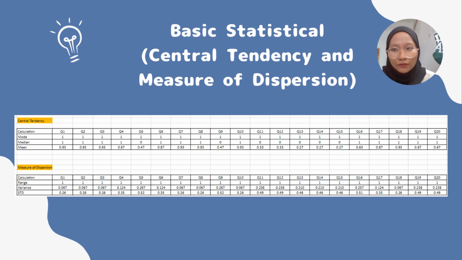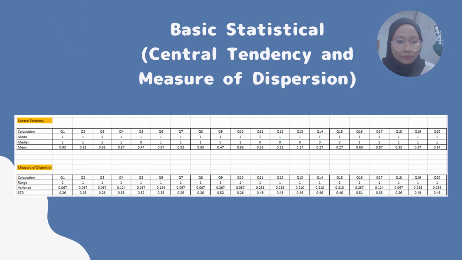The measure of dispersion of the test involves range, variance, and standard deviation. The range for all 20 items was the same, which is 1. Meanwhile, for the value of variance and standard deviation, items 1, 2, 3, 7, 8, 10, and 18 scored the lowest values, which were 0.067 and 0.26. And item 9 scored the highest values, which were 0.267 and 0.52.